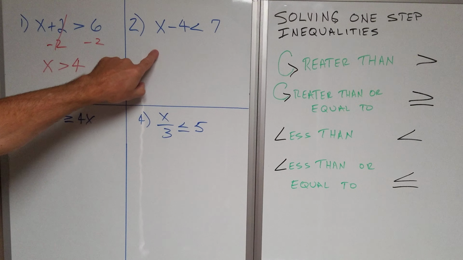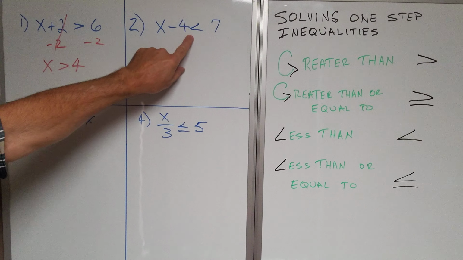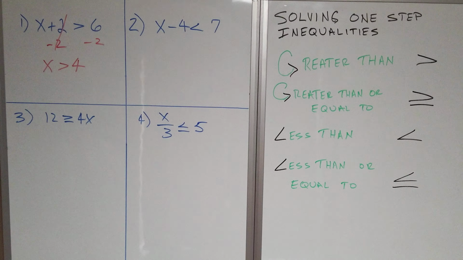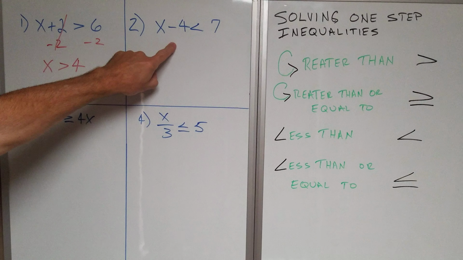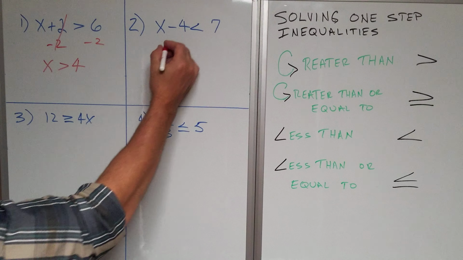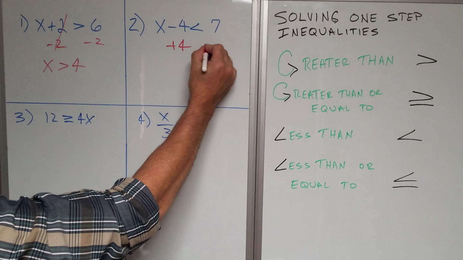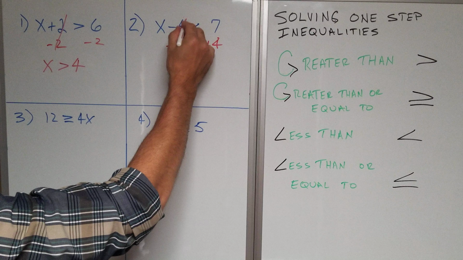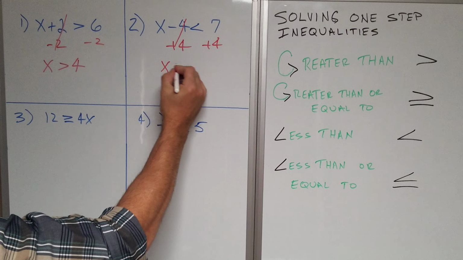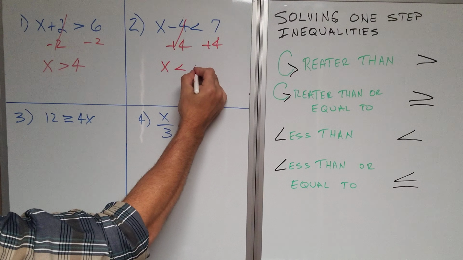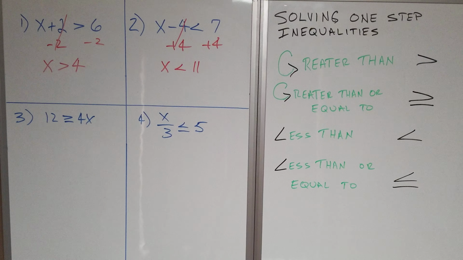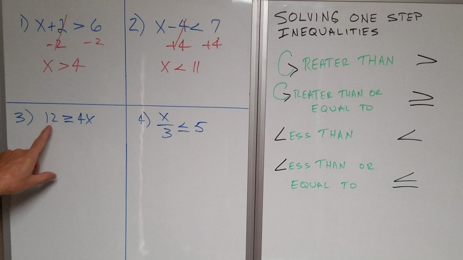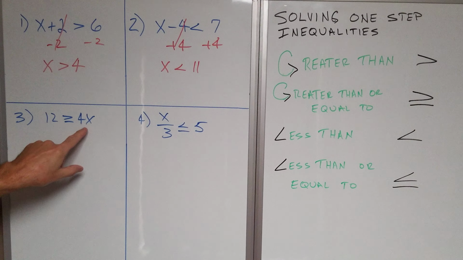Number 2, I have x minus 4 is less than 7. So again, we want to perform the opposite or inverse of subtracting 4, which is to add 4. So we're going to add 4 to both sides. These cancel out, and we have x is less than 11, meaning any number less than 11 will satisfy this inequality.